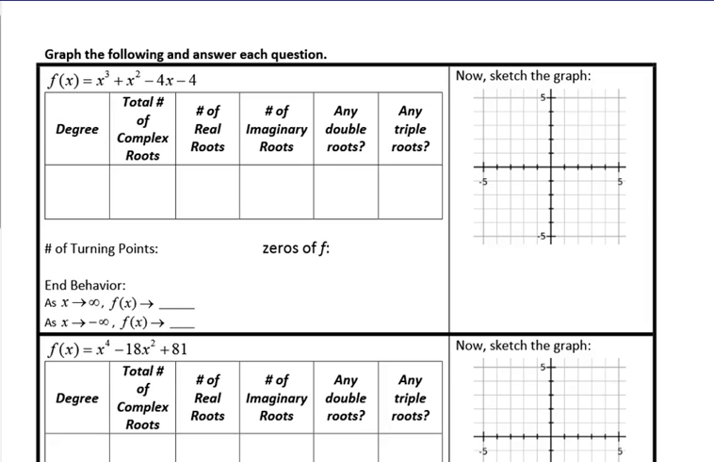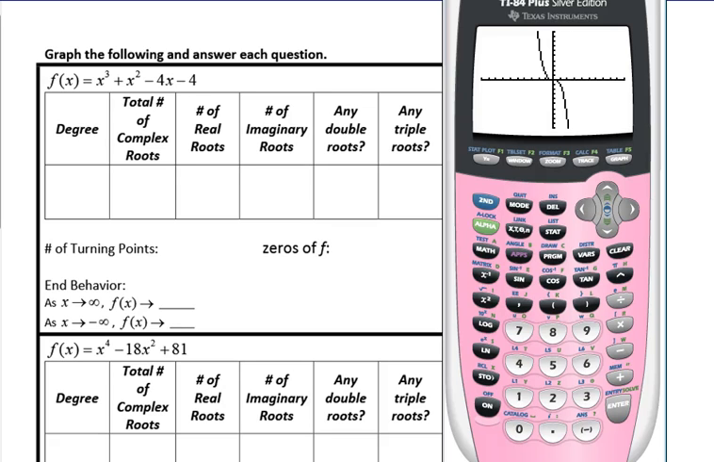There are the answers. Alright, so graph the following and answer each of the questions. Alright, so let's go ahead and put this in the calculator first, and then we'll try to answer the question. So everybody get your calculator. Please be careful, make sure you arrow out. Alright, everybody got this in their calculator?